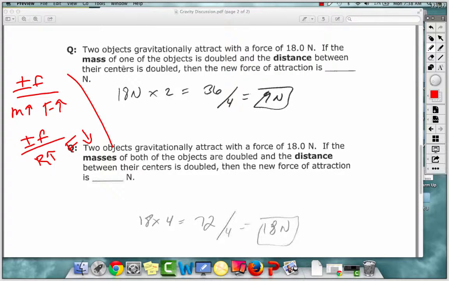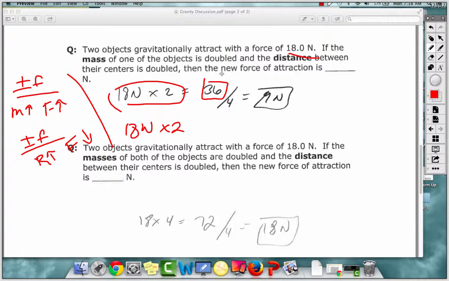Let's first take on the mass piece, okay? We have a force of 18 newtons. The mass doubles, right? So I'm going to take this number and double it. The force is going to double. So how do you double something? Just times it by 2, and that's written right here. 18 times 2 equals 36, okay? So if the problem just stopped there and said, if the mass doubled, what would the new force be? You would say 36 newtons. Done, all right? Problem is that the problem doesn't do that.